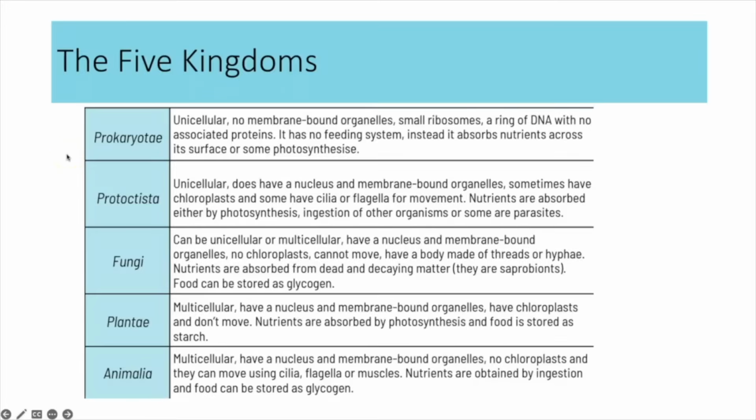Within that hierarchy classification system, the second taxa down after domain was kingdom, and you need to know all five. We've got the prokaryote, the protoctista, fungi, plantae, and animalia. And you've got here some descriptions to tell you what the classification of each is based on. So this could be a good set of five flashcards.